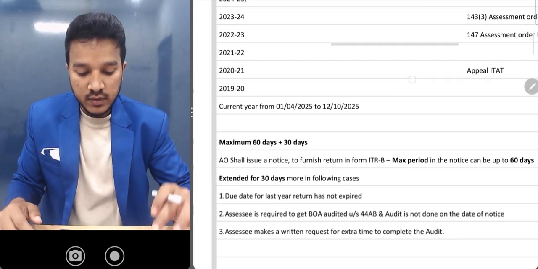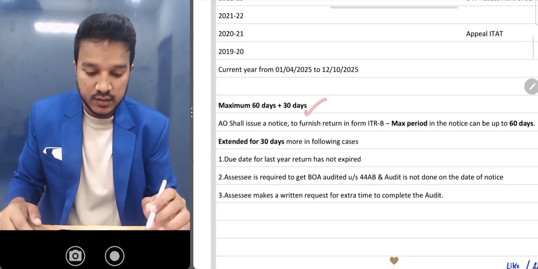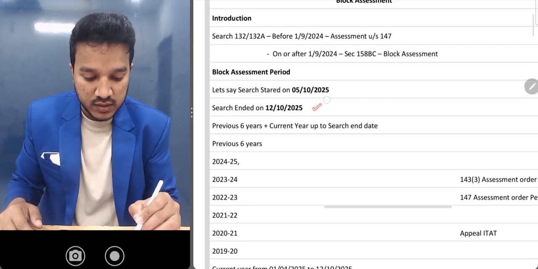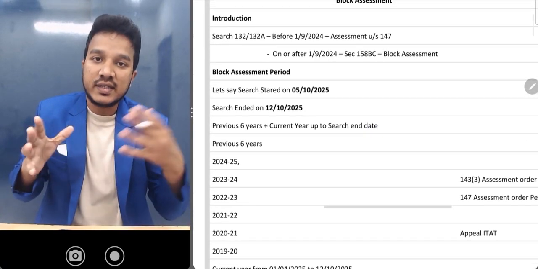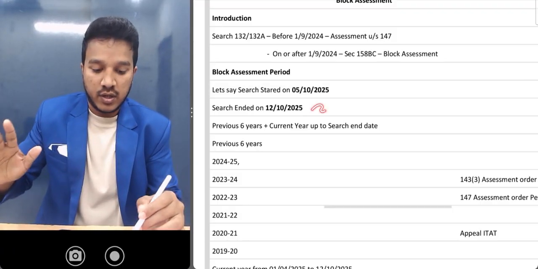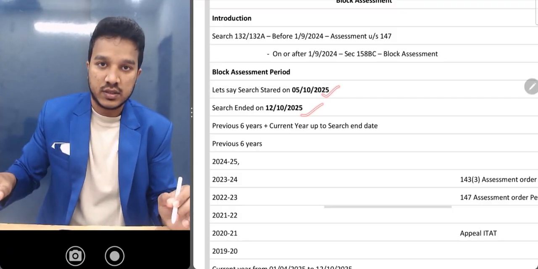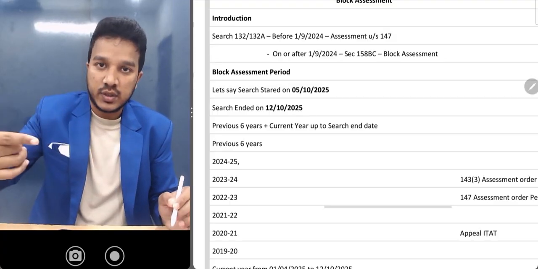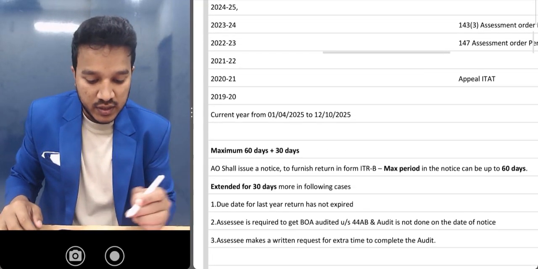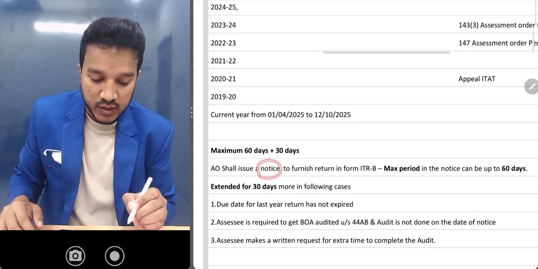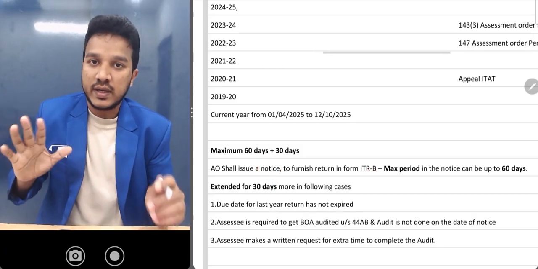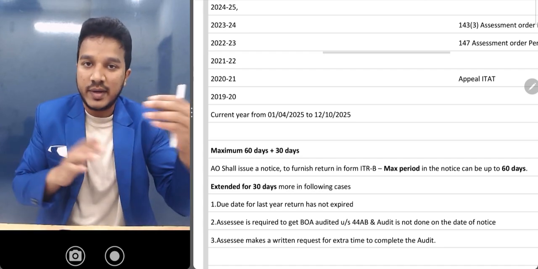Okay. Now what is maximum 60 plus 30 days? So once they initiate the block period, once the search is done, they will find some undisclosed income. Okay, income tax department started a raid on this day and they have finished the raid on this date. Okay, now they will issue a notice to the SSE asking him to file a return. Okay, so AO will issue a notice asking the SSE to file a return under ITR-B. Okay, now SSE will show his undisclosed income, will pay tax and all.